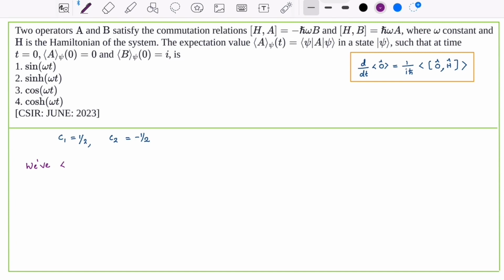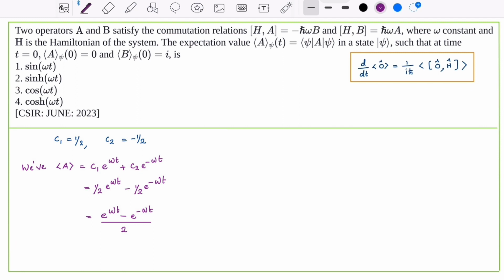We have the expectation value of A is equal to C1 e^(ωt) plus C2 e^(−ωt). Now that is equal to 1/2 e^(ωt) minus 1/2 e^(−ωt). That is equal to sinh(ωt). Therefore, option 2 is correct.